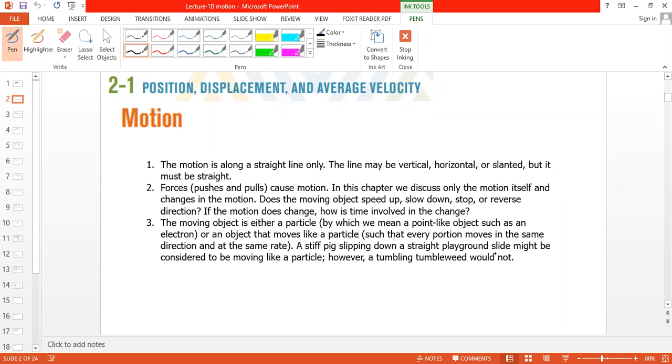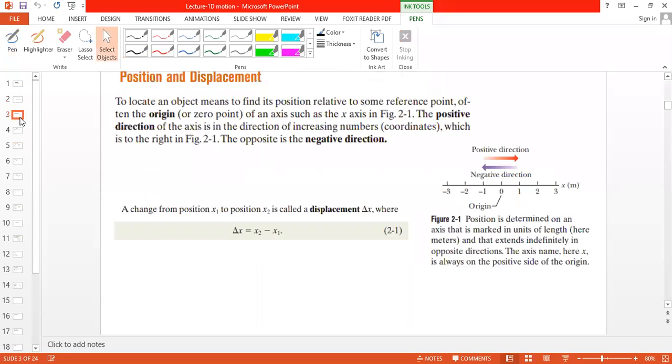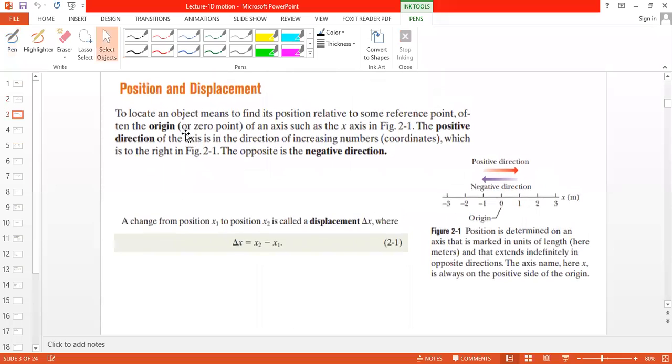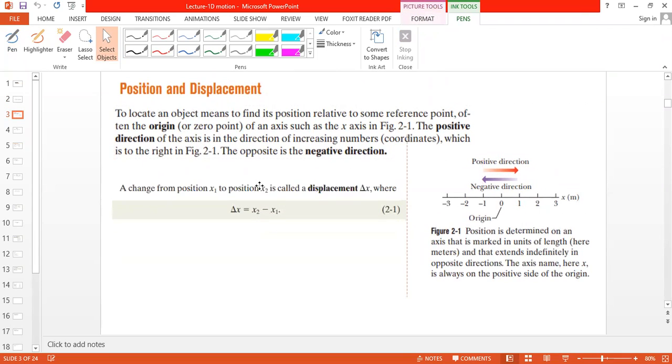Most of these things we are going to discuss in another chapter called force. But for the time being, it is enough to know that if you apply a force on an object, then it starts moving. Then two terms, position and displacement, are very related to motion.